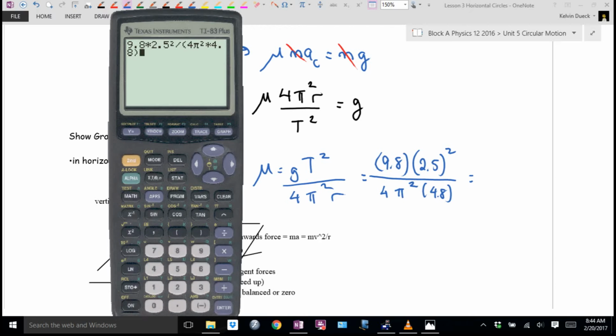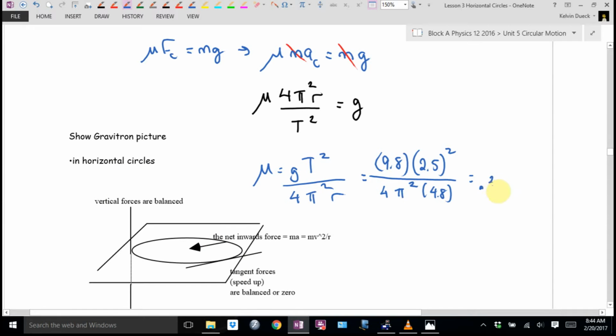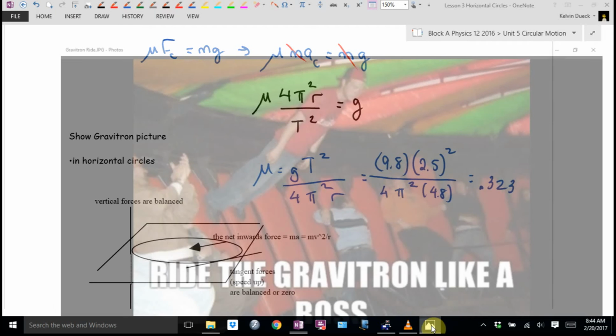Double check, did I type that right? Did you get 0.3232? 0.323? Units for coefficient of friction? None, right? I wrote here, show gravitron picture. So there's the gravitron picture, riding the gravitron like a boss.